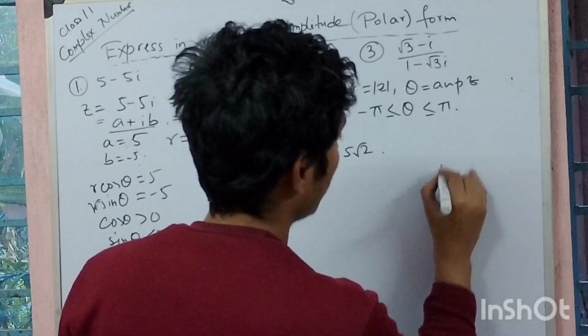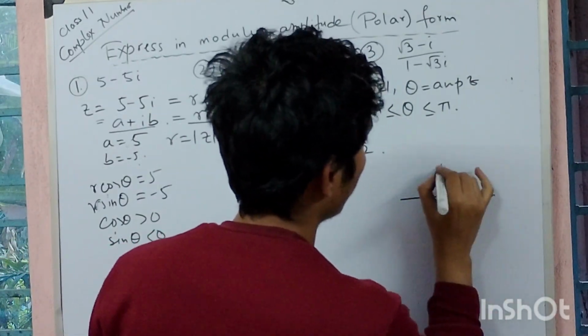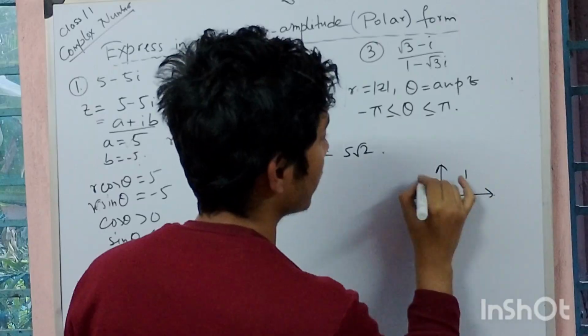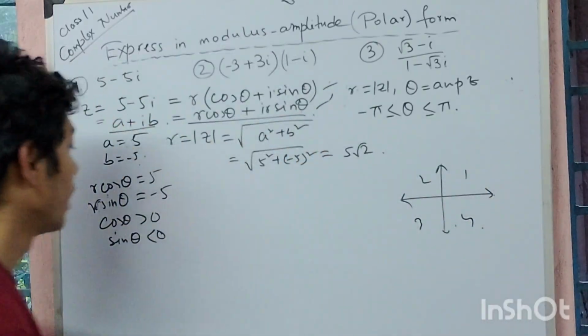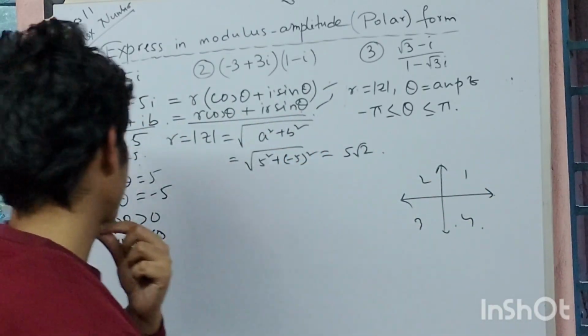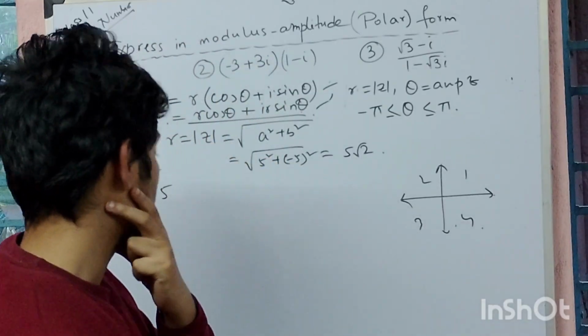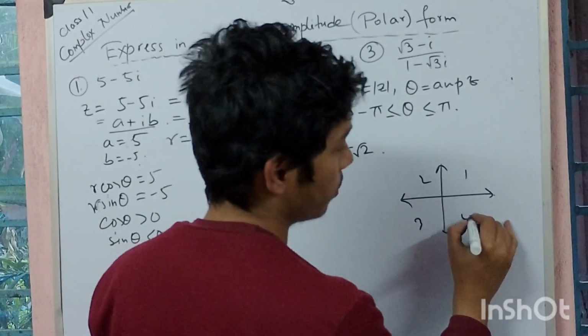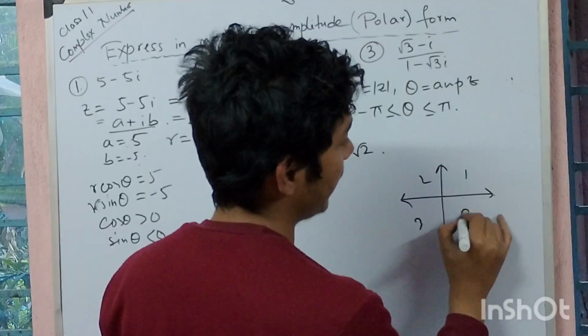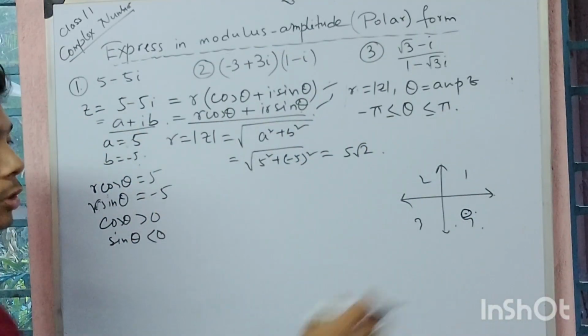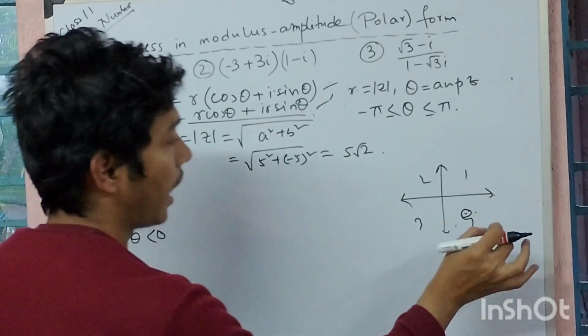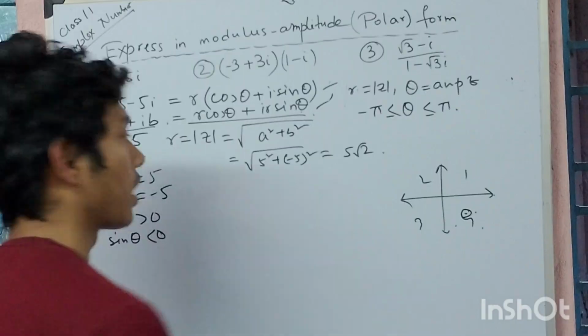Now you go to the Argand plane. There is the first quadrant, second quadrant, third quadrant, fourth quadrant. In which quadrant is cos theta greater than 0 and sin theta less than 0? It means it is in the fourth quadrant. So my z will lie in the fourth quadrant, and I have to find the angle accordingly.